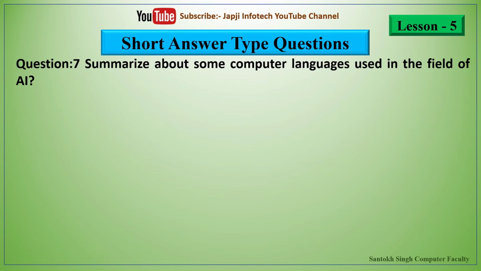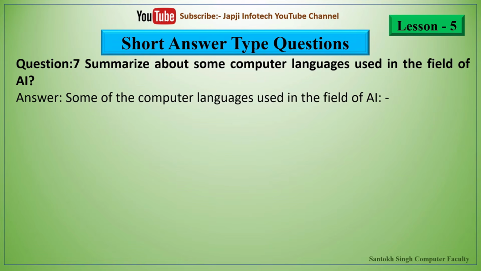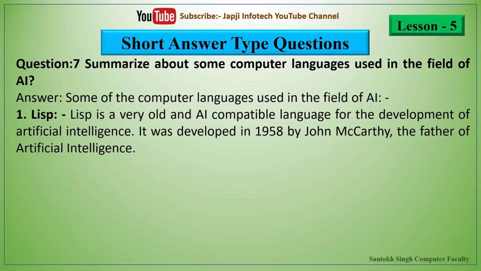So the seventh question is, summarize about some computer language used in the field of artificial intelligence. Some of the computer language used in the field of artificial intelligence. The first one is Lisp.